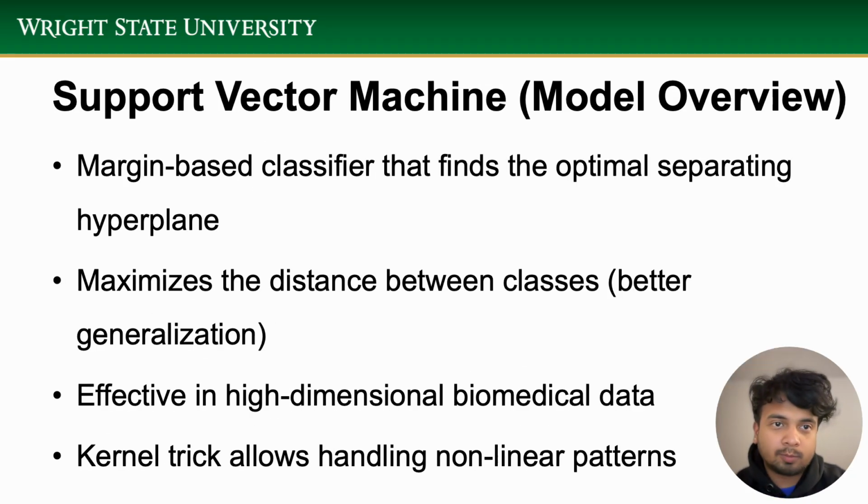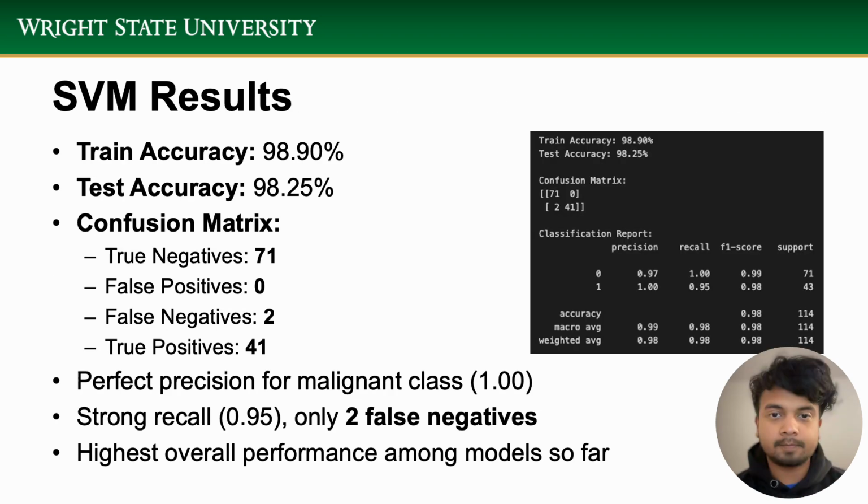The next algorithm will be support vector machine, or SVM, which is a margin-based classifier that works by finding the optimal hyperplane that separates malignant from benign samples. It does this by maximizing the margin between the two classes, which helps the model generalize well. SVM is especially effective for a high-dimensional dataset like ours. By using kernel functions, SVM can also capture nonlinear relationships, giving it a strong advantage in many medical diagnostics tasks.